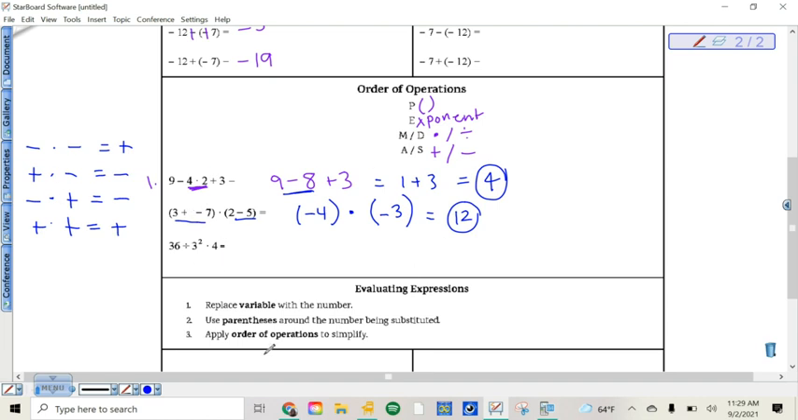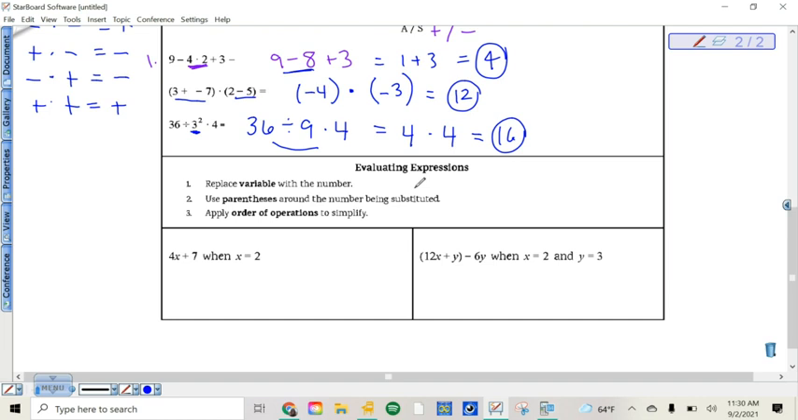Okay, how about this one? What comes first? Your exponent. The exponent has to come first. So just this part. What's 3 squared? 9. So this becomes 36 divided by 9 times 4. Now what happens? What comes first? Left to right. So 36 divided by 9 comes first, which is 4, and 4 times 4 is 16. Okay?